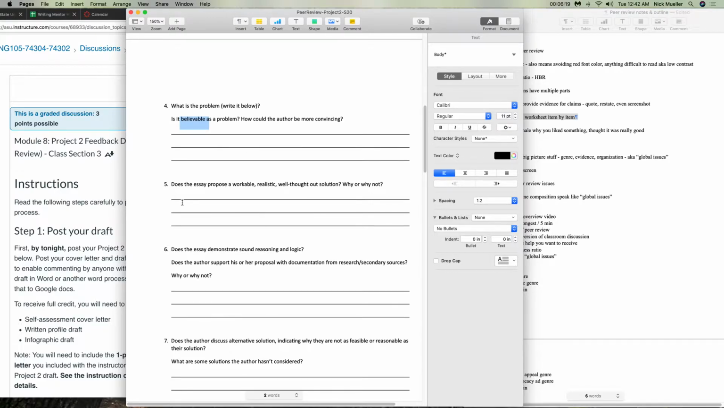Does the essay propose a workable, realistic, well thought out solution? Yeah, if it requires a lot of different moving parts, that may indicate that there are gaps where problems could happen that make the solution less than workable. Is it extremely costly? That might not be realistic.